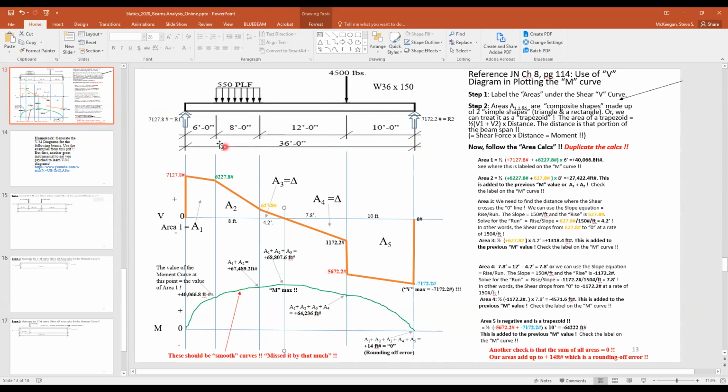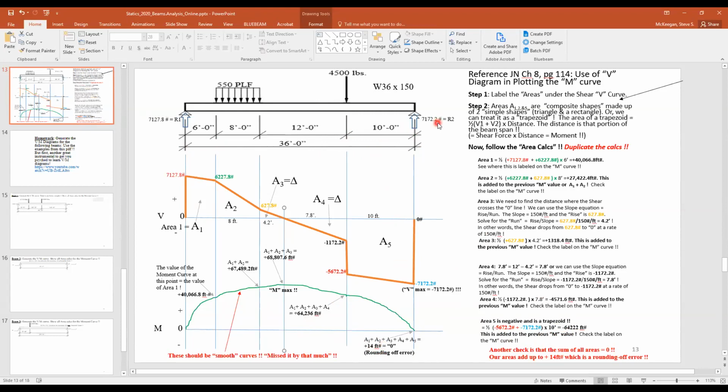The total span is 36 feet. We're analyzing the 10 foot of that span. It has a negative area of 64,222. If I add that big negative to the previous big positive, I do come up with a positive 14 foot-pounds, which is a rounding off error.